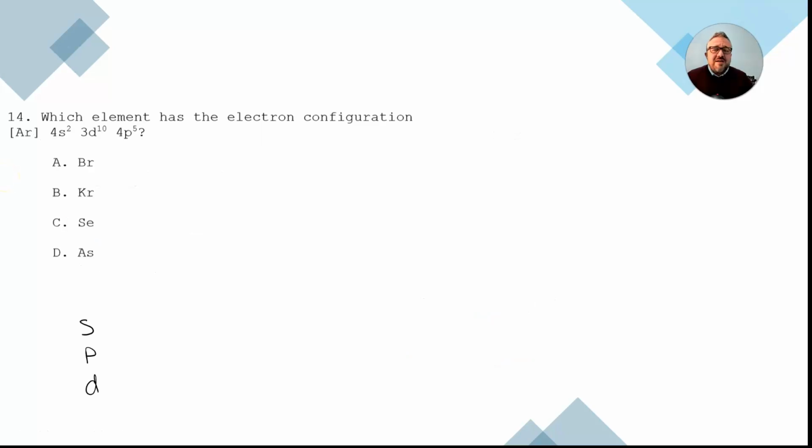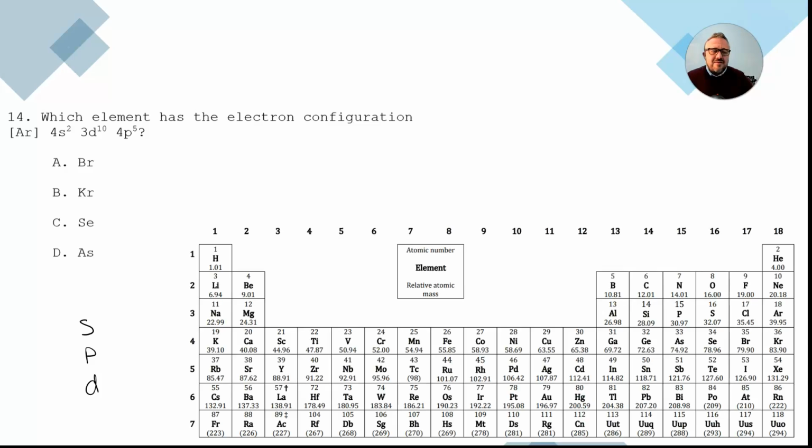All right, so which element has the electron configuration argon, 4s2, 3d10, 4p5? And our options are bromine, krypton, selenium, and arsenic. So let's have a look. Or is that astatine? I'm not sure off the top of my head. I can't remember. It's been a long day.